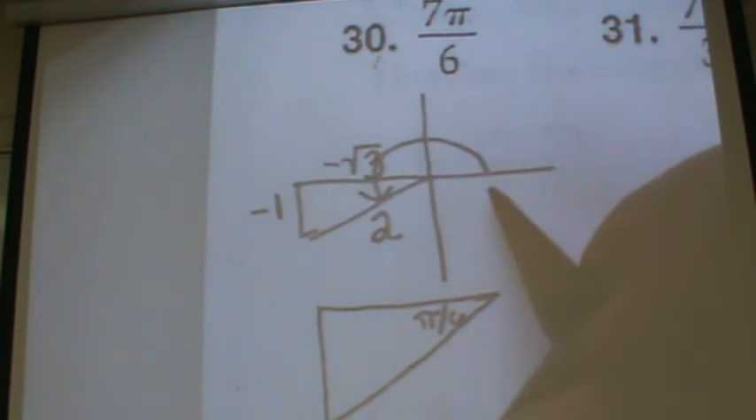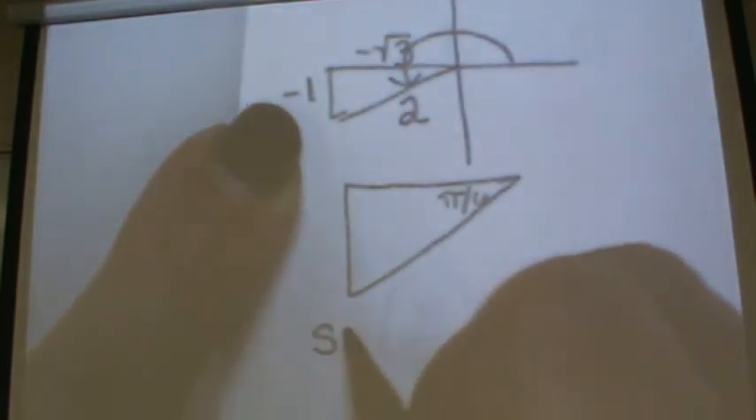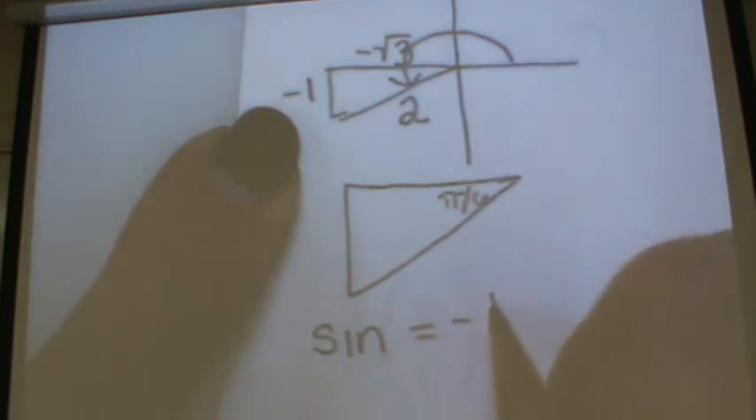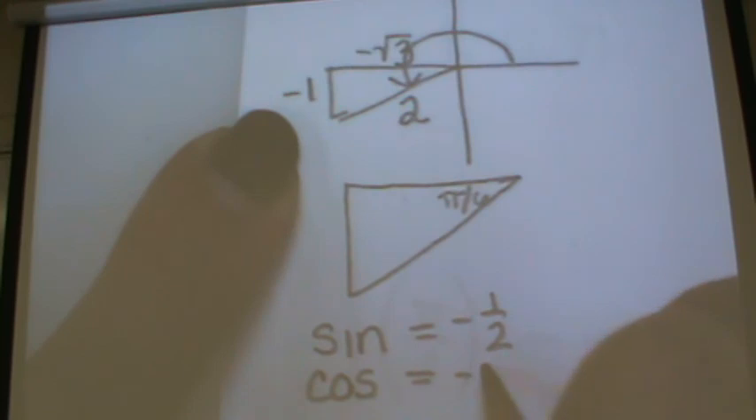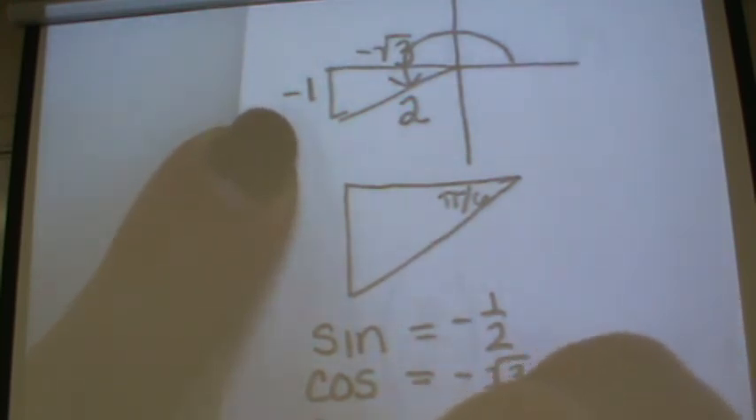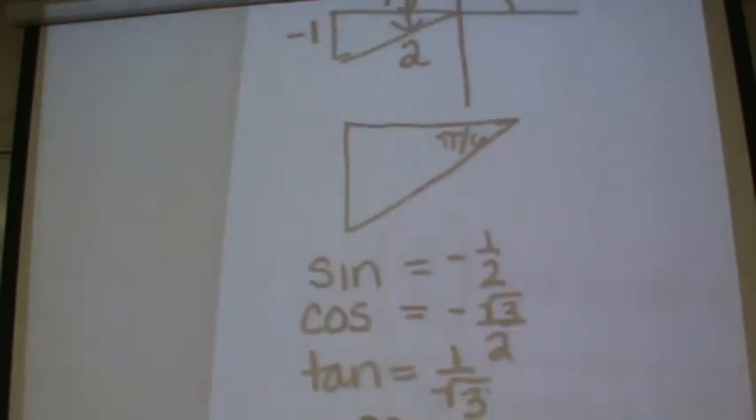Now, how are you gonna do sine? Sine is gonna be -1/2. Cosine, -√3/2, and tangent is gonna be 1/√3, and you can rationalize it. Questions? Okay, next one, 31.